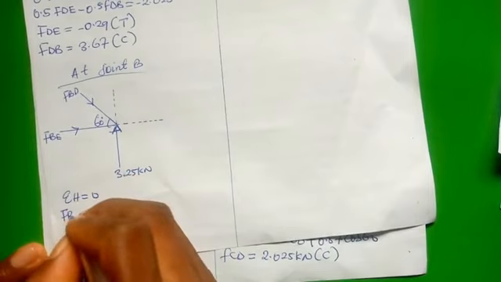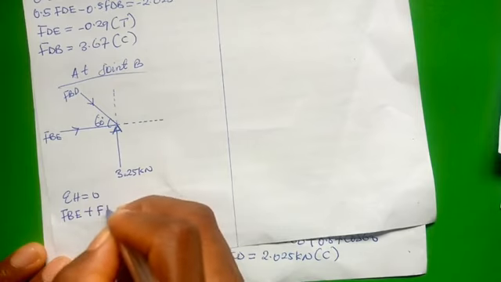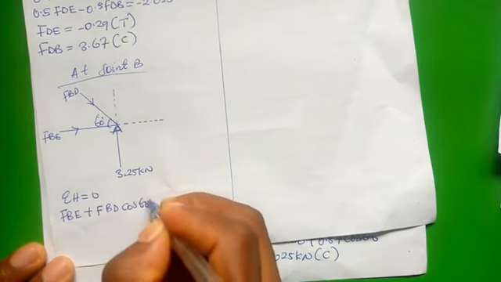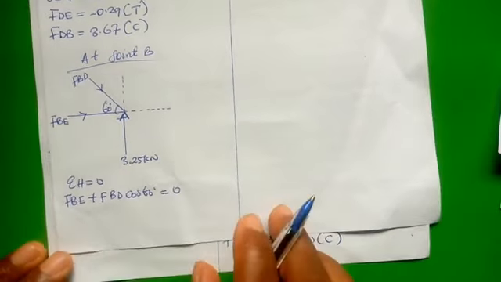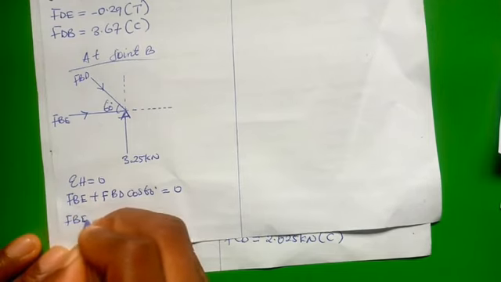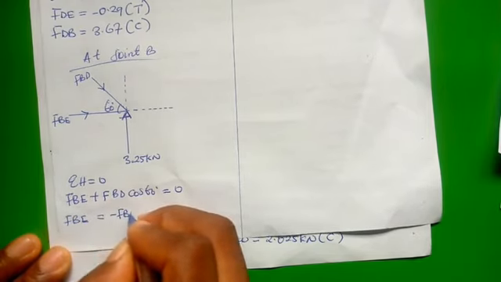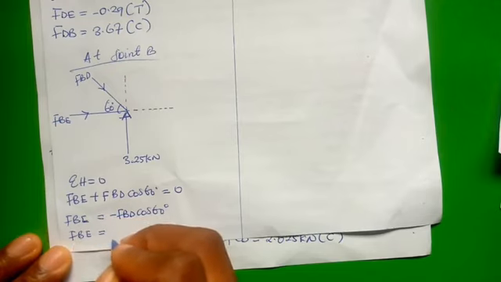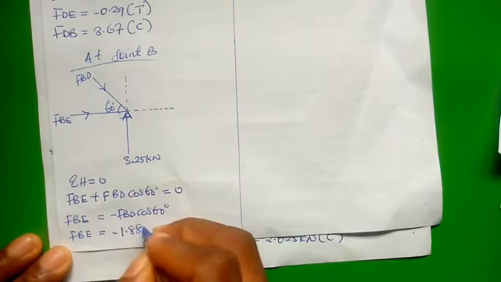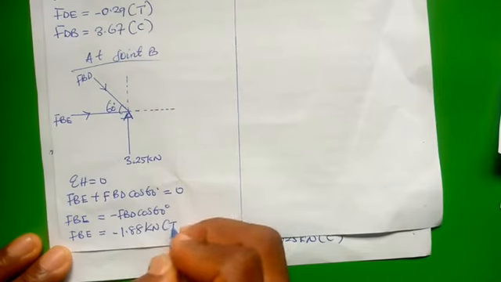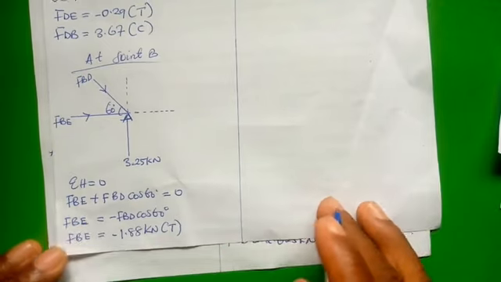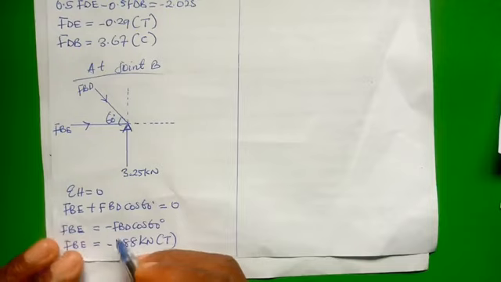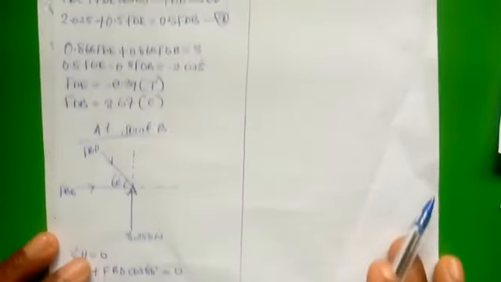We have FBE plus FBD cos 60 degrees to be equal to 0, because two of them are moving in the same direction. And we have FBE is equal to minus FBD cos 60 degrees. Therefore, our FBE is equal to minus 1.88 kilonewton, and this is tension. So what we did here is that we substituted the value of FBD from what we solved, and remember FDB is same thing as FBD.